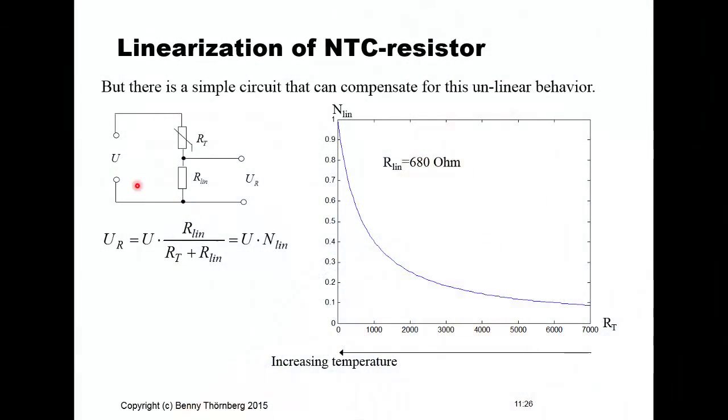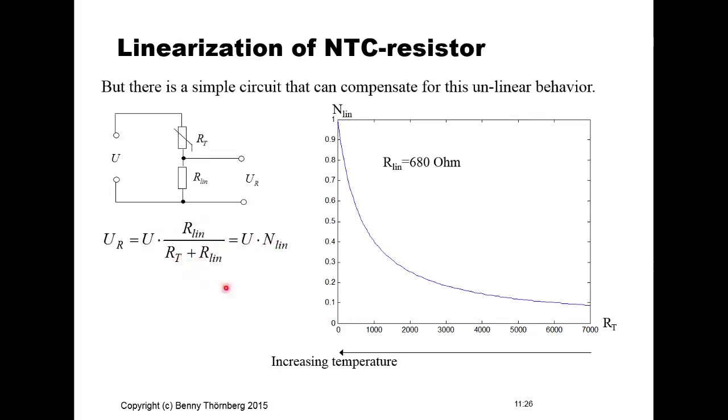Have a look at this circuit diagram, where you see a typical voltage divider. And this is the linearization resistor that we are adding, and we get the corresponding expression for the output voltage UR, having a constant input voltage U. And we can separate this expression into U and N_lin for this linearization network.